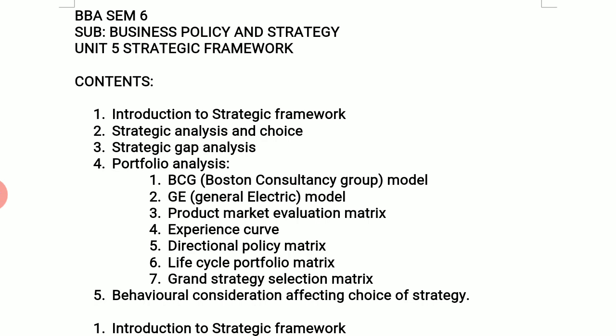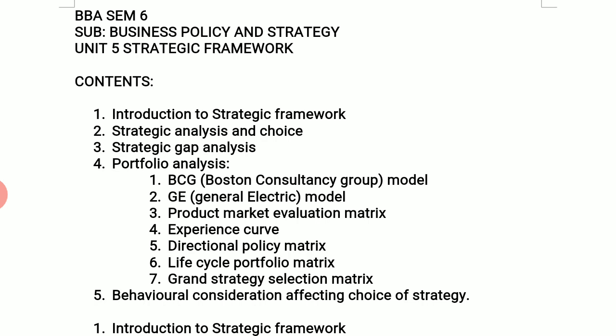We are dealing with unit number 5, that is all about strategic framework. In the previous sessions, we have already introduced ourselves to various aspects related to strategic framework. We have tried to see what is strategic framework. We have also overviewed strategic analysis and choice. In today's session, we'll be carrying forward with the strategic gap.